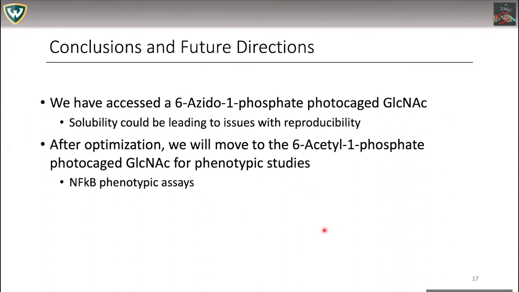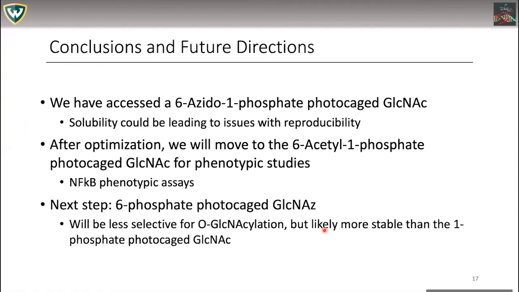After we are done optimizing this, we would like to move to just a 6-acetyl 1-phosphate photocaged GlcNAc for doing phenotypic studies, and we're particularly interested in the NF-kappa-B phenotypic assays. The next steps from here are the 6-phosphate photocaged GlcNAz, which will be a bit less selective for O-GlcNAcylation, but it'll likely be more stable than the 1-phosphate photocaged GlcNAc and a bit less prone to hydrolysis.